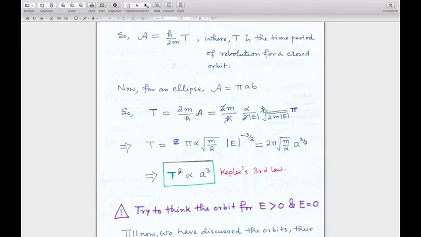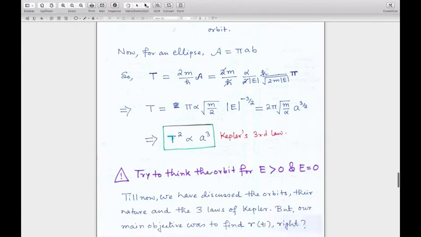So that means that the square of the time period will be proportional to the cube of the semi-major axis of the closed orbit, or the ellipse, traced out by the moving particle. That is nothing but Kepler's third law.